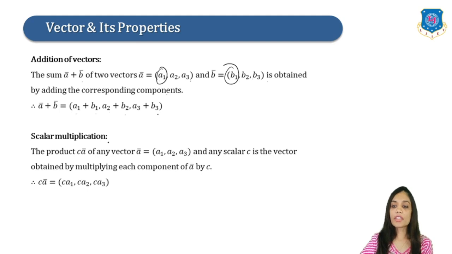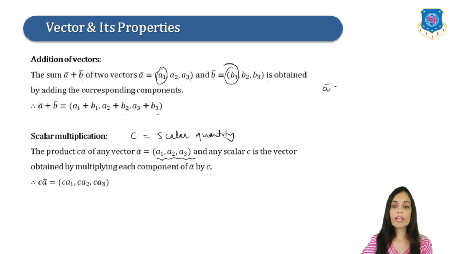Now scalar multiplication. The product c a bar, where c is a scalar quantity, or we can say a constant, right? If I multiply a scalar quantity with a vector, the product c a bar of any vector a bar equal to a1, a2, a3, where c is a scalar, can be obtained by multiplying each component of a bar by c. So we can write c a bar as c a1, c a2, c a3.